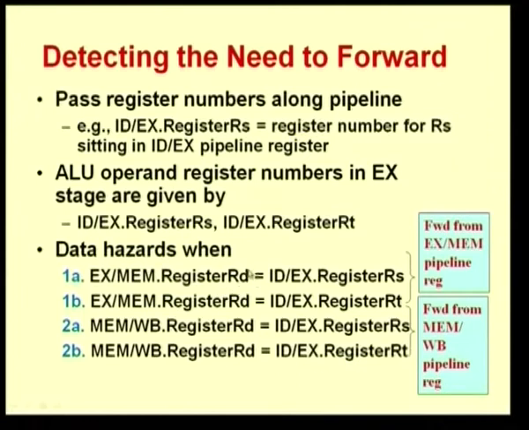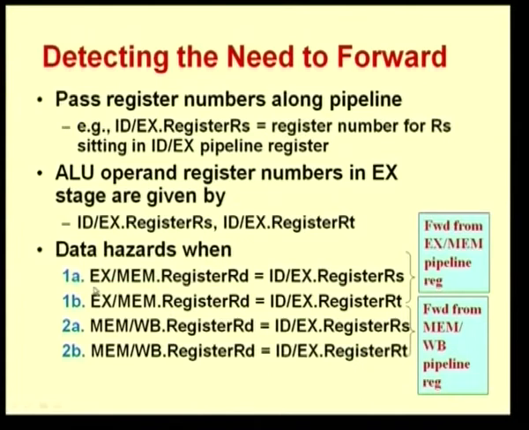If this destination register is equal to ID/EX register RS. Okay. So ID/EX, I am talking about the ID stage/EX stage, the one which exists between ID and EX. If this source register matches this destination register, then I will have to forward from the EX/MEM pipeline register, because EX/MEM is where the RD value will be available. So that value will have to be forwarded to the input of the ALU.